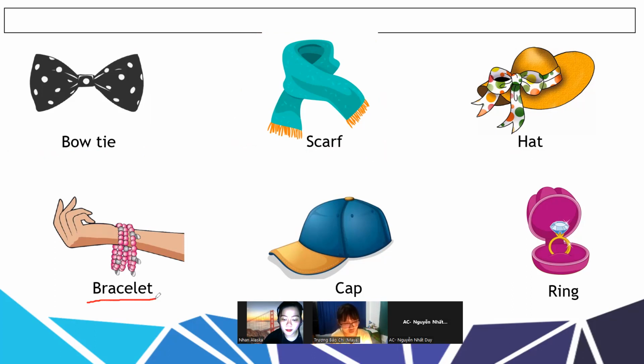Bracelet. Yeah, something that you put on your wrist. This one, the pink one right here. This one is cap. And ring, something that we put on our finger.